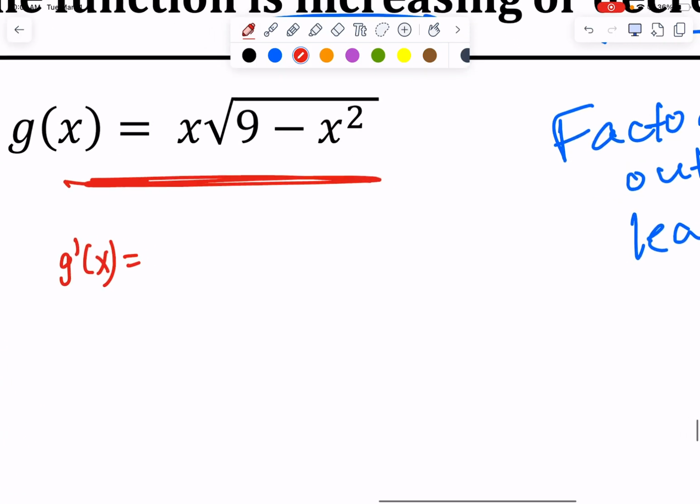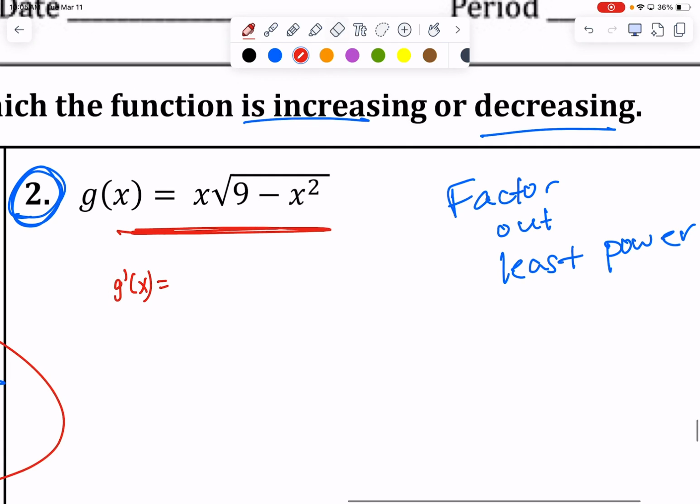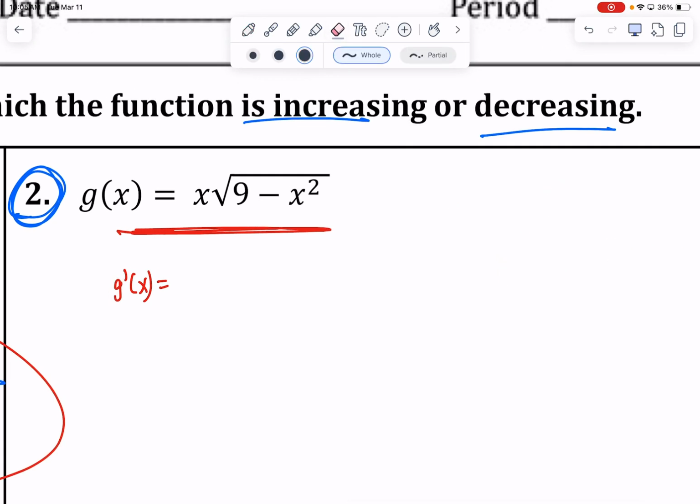G prime of x. We need to do the derivative. All right. I gave you a hint. I want to see if anybody was able to get this. This is the hardest derivative to do on the AP exam. Because this one requires product with a chain. All right? So it's going to be the derivative.